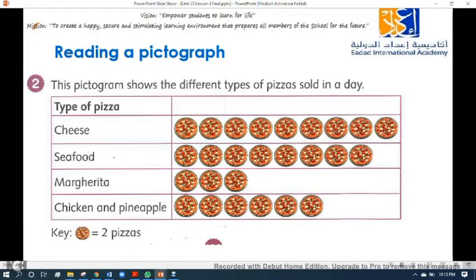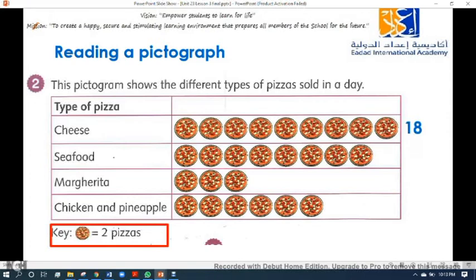Alright, class, for every pictograph that you are going to read, you should always check for the key. And the key in this pictograph is that 1 pizza is equal to 2 pizzas. That means this should be counted as 2, meaning we count it by 2s. That is 2, 4, 6, 8, 10, 12, 14, 16, 18. So the total for that is 18.